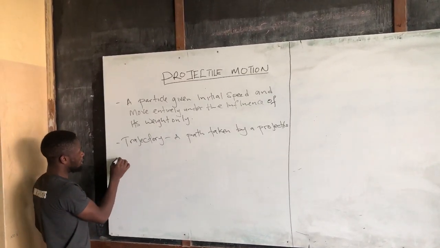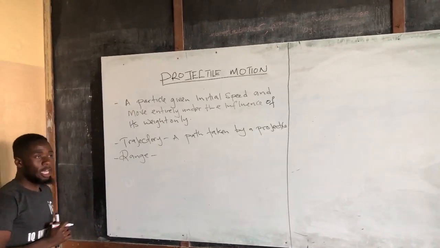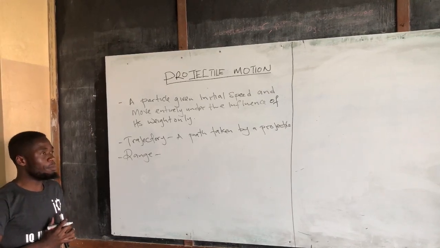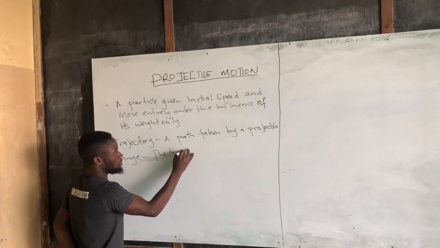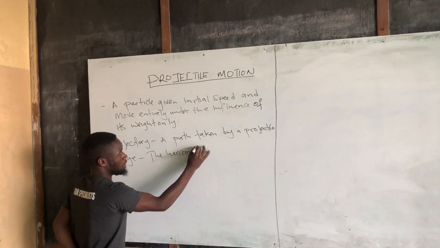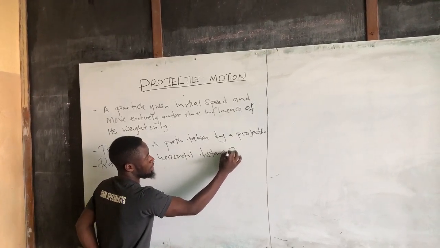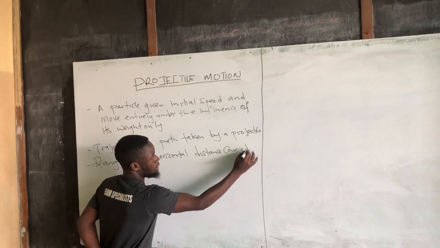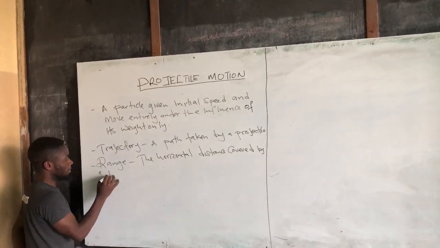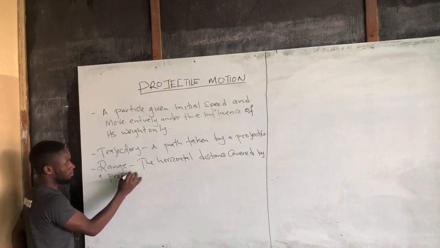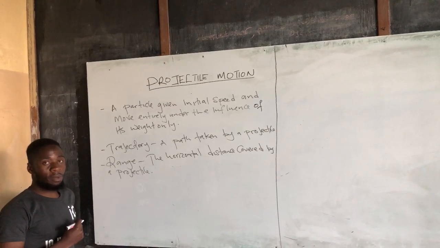So let's talk about the range. What's the range? The range is just the horizontal distance covered by a projectile. So a range is just the horizontal distance covered by a projectile.